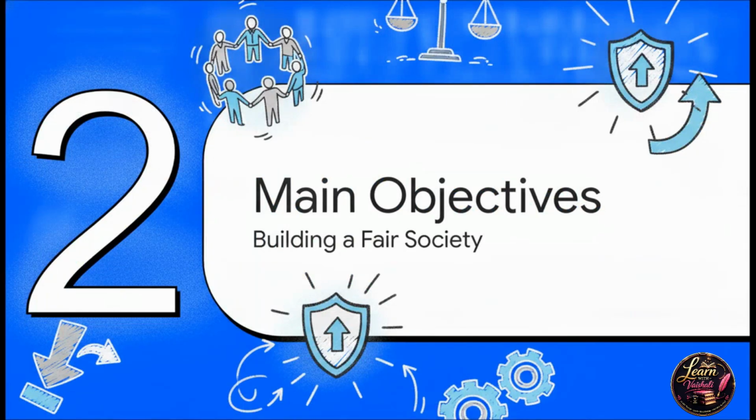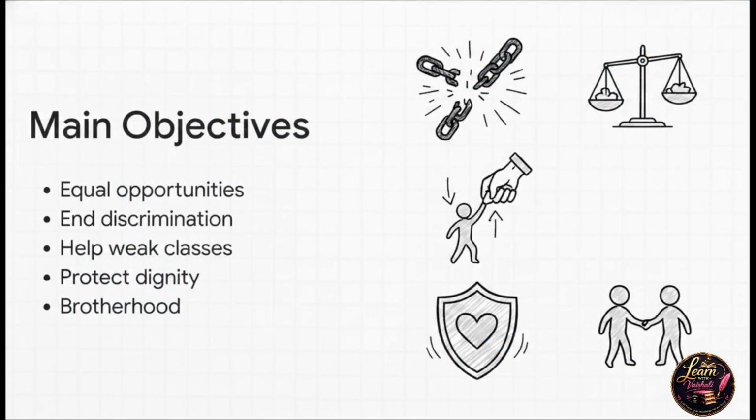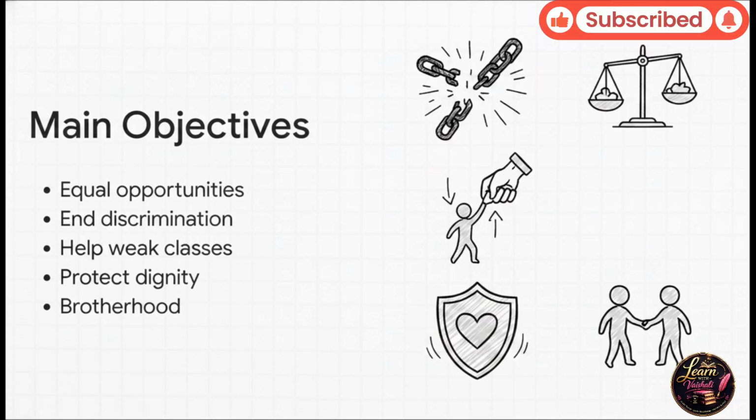Moving on to Section 2, let's look at the main objectives required for building a fair society. To actually achieve that just life we literally just talked about, political theory outlines 5 main non-negotiable objectives. First off, providing equal opportunities for all citizens. Second, and this is a big one, the complete, absolute end of discrimination based on caste, religion, gender, and class. Third is the targeted, intentional development of weak and deprived classes. Fourth is the protection of human dignity. And fifth, the establishment of genuine social equality and brotherhood.